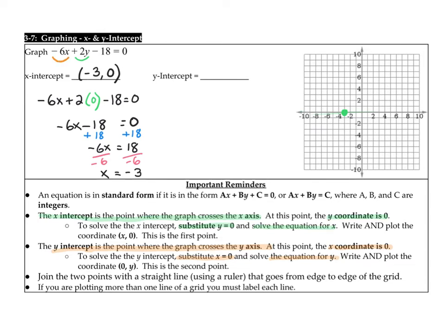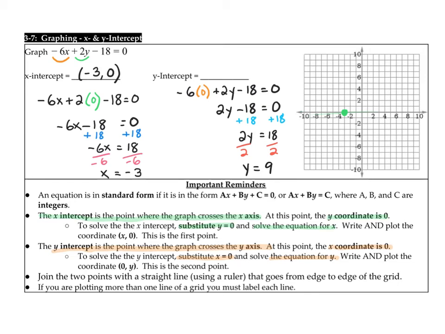So now substitute 0 in for x. That means we have negative 6 times 0 plus 2y minus 18 equals 0. And since negative 6 times 0 is 0, we just have positive 2y minus 18 equals 0. Now what we're going to do is add 18 to both sides, and that will give us 2y equals 18. And lastly, divide both sides by 2. And that leaves you with y equals 9.